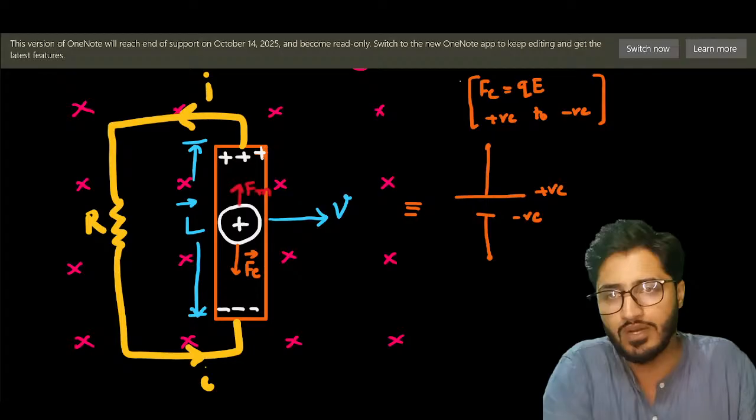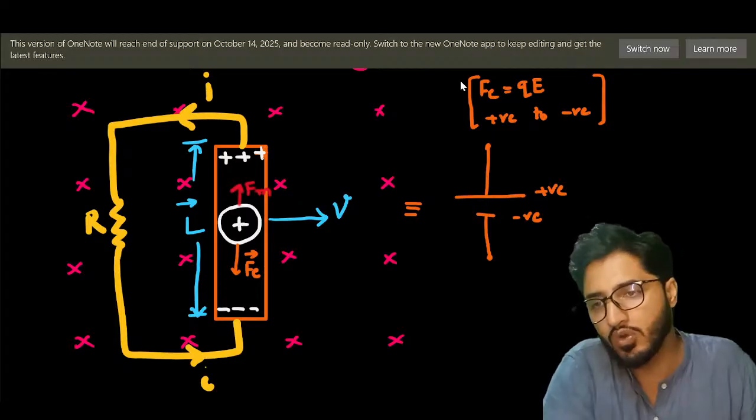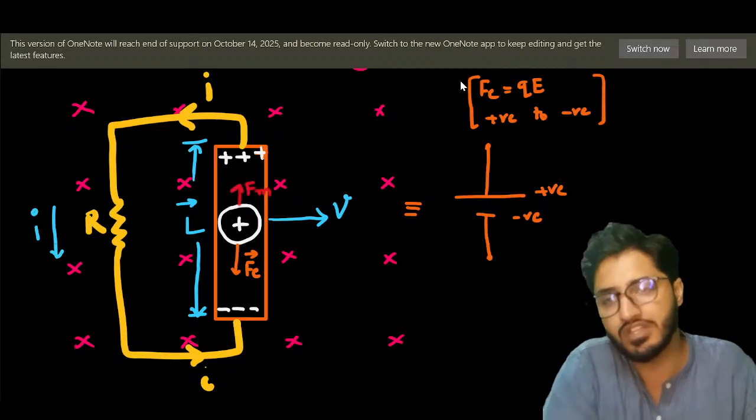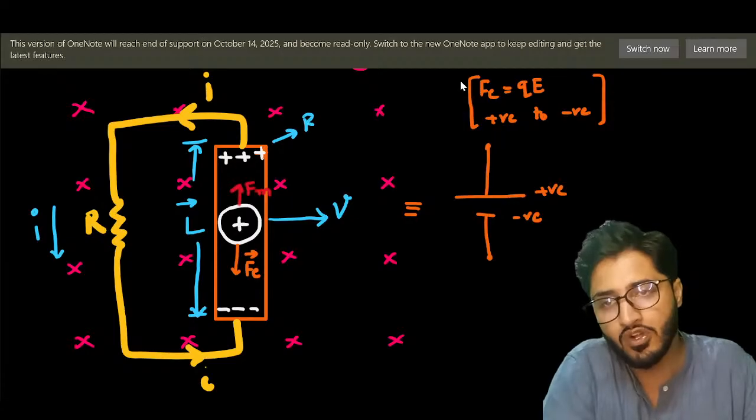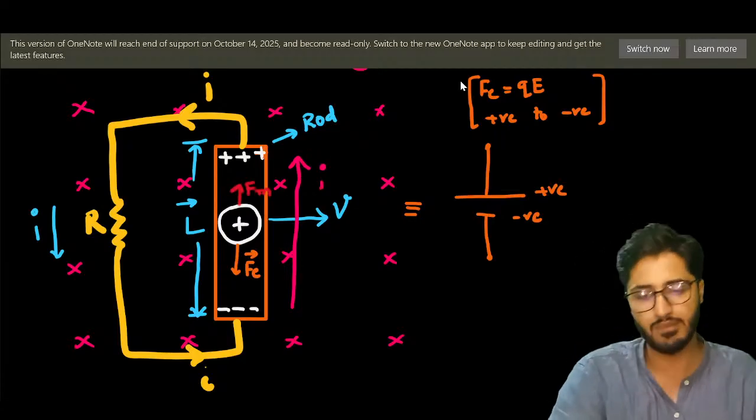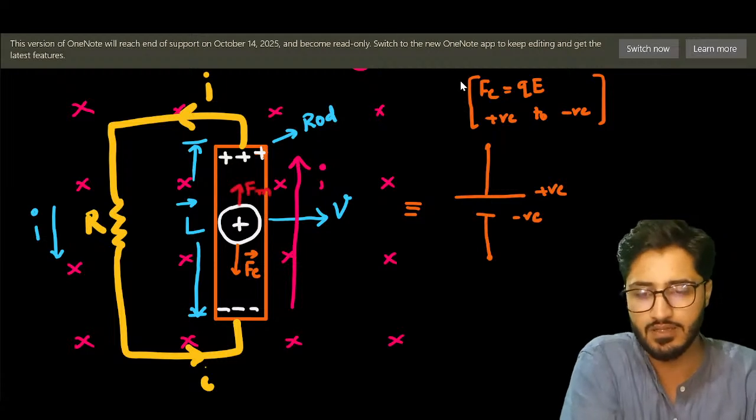One more important point: if you are looking at the resistance, my current will flow from high potential to low potential. But if we are talking about this rod, my current will flow from low potential to high potential. Think about it.